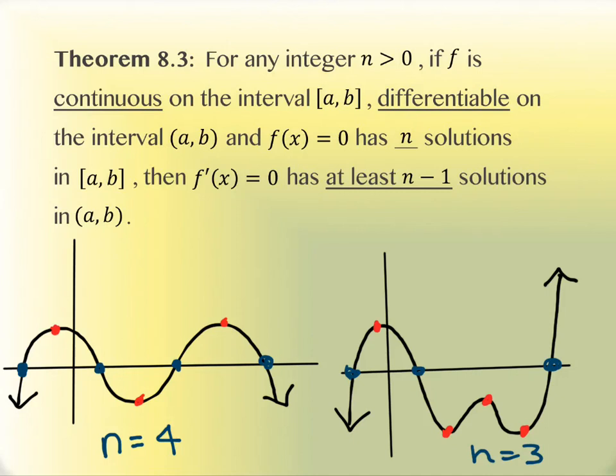So this theorem is a minimum case theorem. It does not tell you how many it has. It tells you at least how many it has. Any questions on the descriptions of the theorems first?